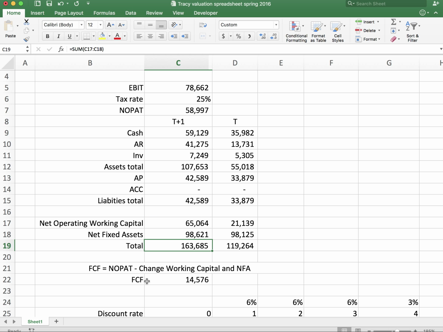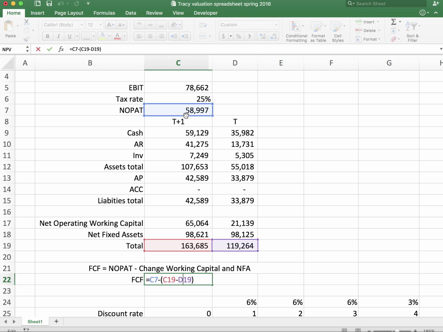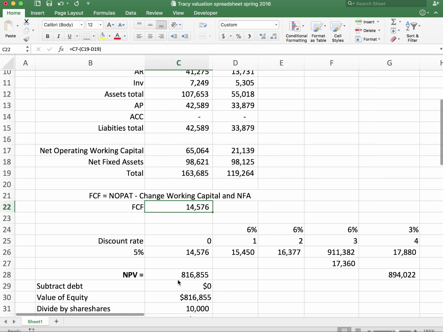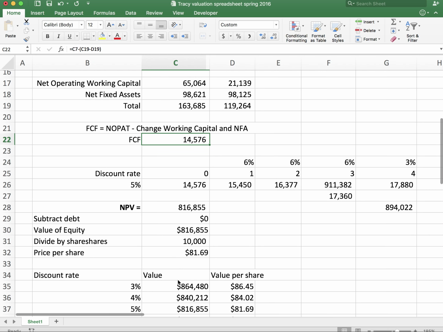Then to get free cash flow, which is the number we're looking for, we simply take the net operating profit after tax and subtract the difference between this year and last year. Free cash flow is the amount of money we should be able to keep as owners. Now, that doesn't value our company. We have to keep going.